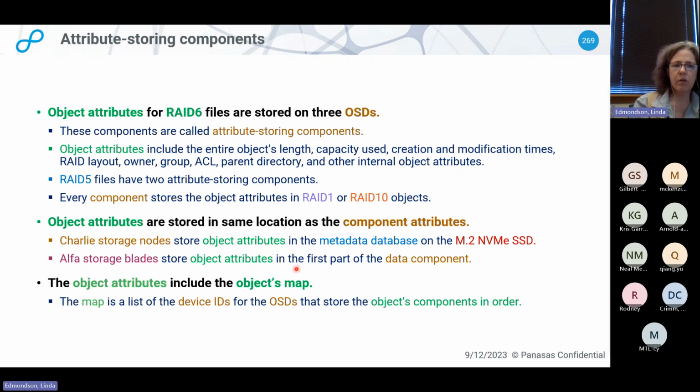The object components include the object's map. That is a map showing all the components that store components of this object, in order to make it easier for the client to know which OSDs to ask for information, so it can quickly read the different components of the virtual objects and assemble them into a single file.